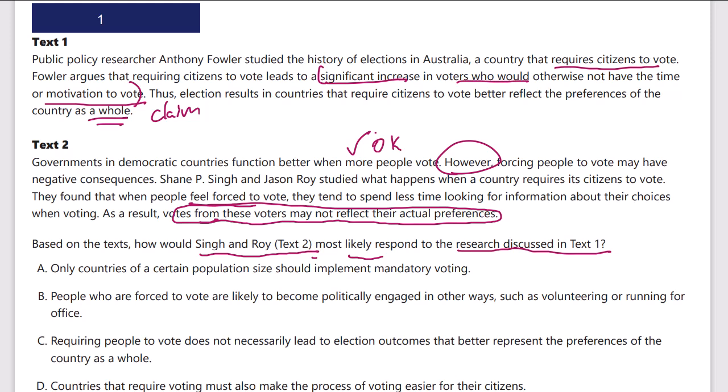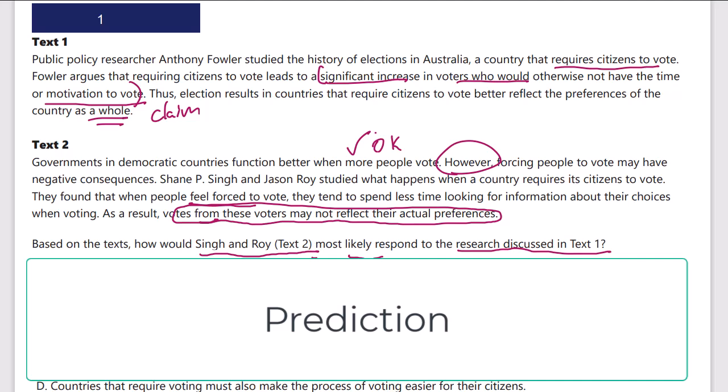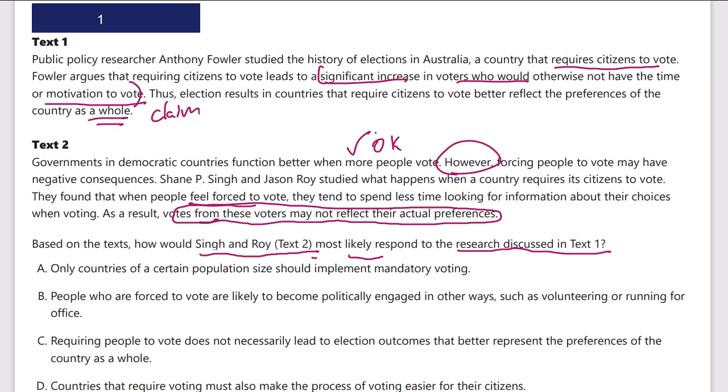Well, it's good that people vote, but when you force them to vote, their actual preferences may not be represented at all. So A, only countries of a certain population size, nothing about population size. Okay. B, people who are forced to vote are likely to become politically engaged in other ways. Well, it didn't say they get engaged other ways politically, right? It just simply said it does not reflect their preferences. So this is not in there. And by the way, it never says anything about volunteering or running for office. So A and B are not correct.